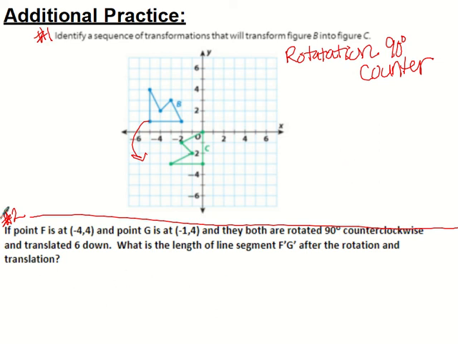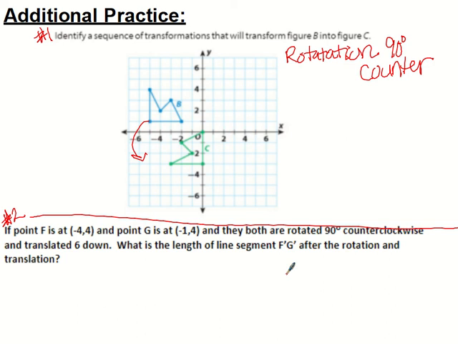All right, so here's the second problem. It says if point F is at -4, 4, and point G is at -1, 4, and they are both rotated 90 degrees counterclockwise, similar to this, and translated 6 down, what's the length of line segment F prime G prime after the rotation and after the translation? Okay, well, here's what we just talked about at the beginning.